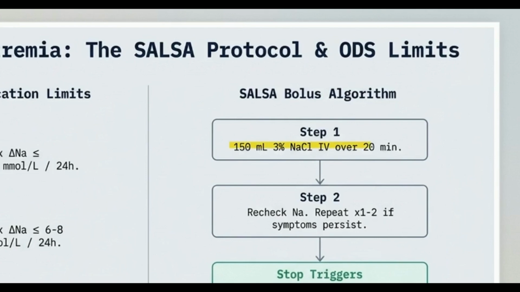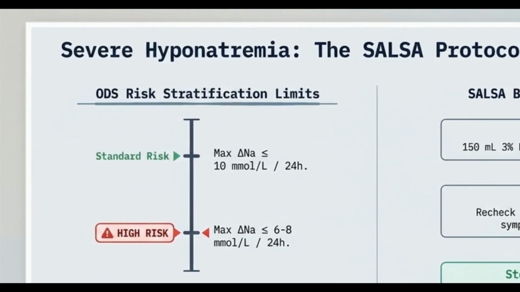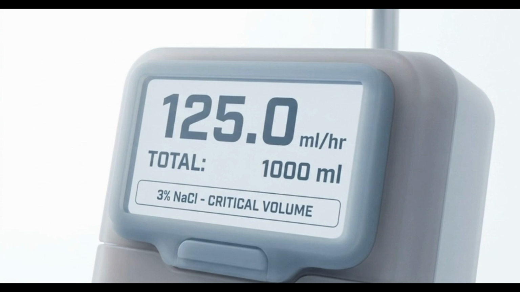Administer 150 milliliters of 3% hypertonic saline over 20 minutes to halt cerebral edema. But correcting sodium too rapidly strips water from brain tissue, inducing osmotic demyelination syndrome. You must strictly cap correction at 10 millimoles per 24 hours. Acute symptomatic dysnatremia demands precise, volume-controlled intervention. It overrides any pre-existing surgical schedule.